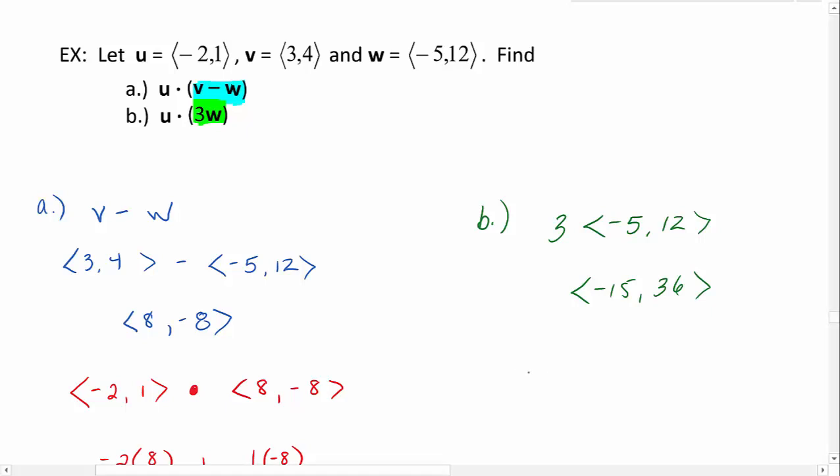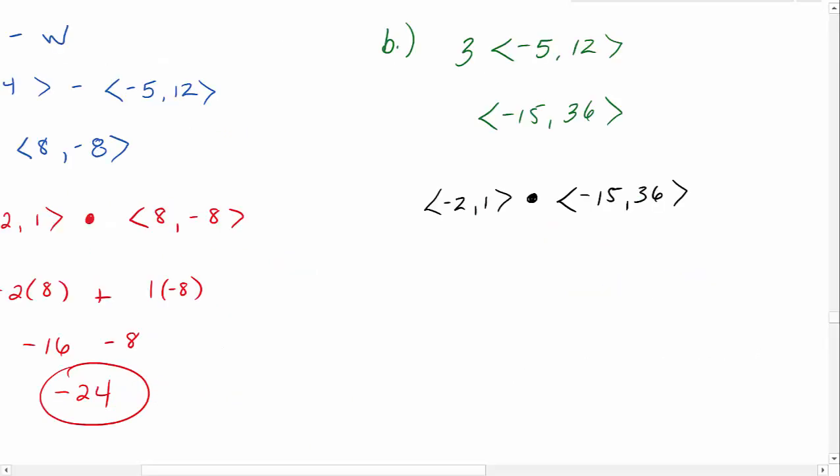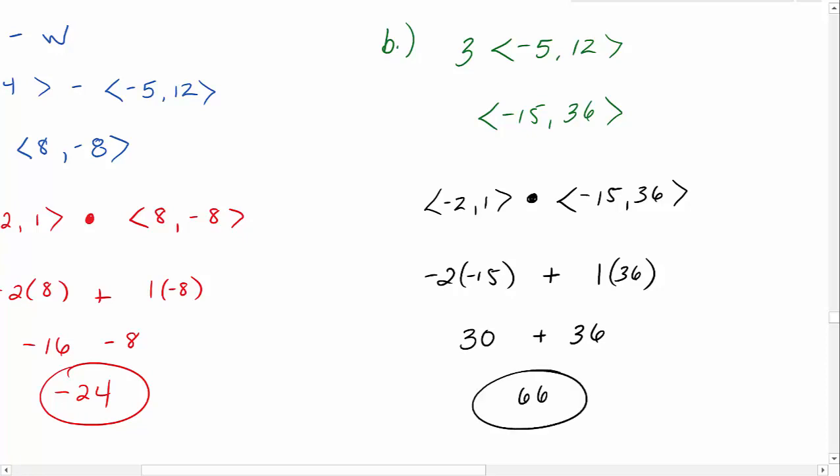And then we'll dot that with our vector u. So let's dot ⟨negative 2, 1⟩ with ⟨negative 15, 36⟩. Let's multiply our first two components together, negative 2 times negative 15, our second two components together, 1 times 36, and then we'll add those two products. This is going to give us positive 30 plus 36. We get a final answer of 66. In subsequent videos, we'll go into more detail on the dot product.